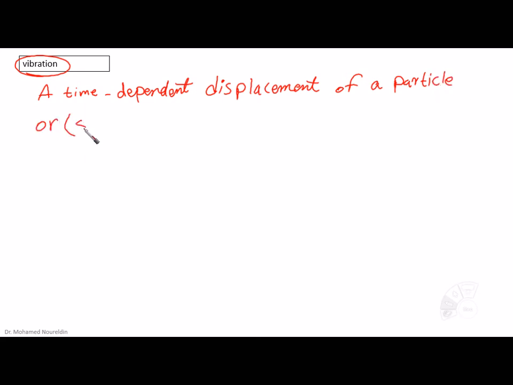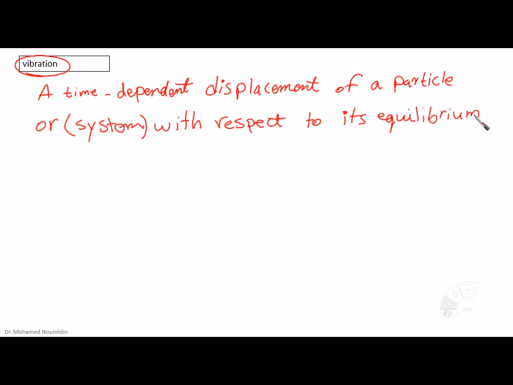We can say it is a time-dependent displacement of a particle or system. So we're talking about a particle or system, whatever the type that we are going to deal with, with respect to its equilibrium position. This definition is important for vibration. It's a time-dependent displacement of a particle or system with respect to its equilibrium position.